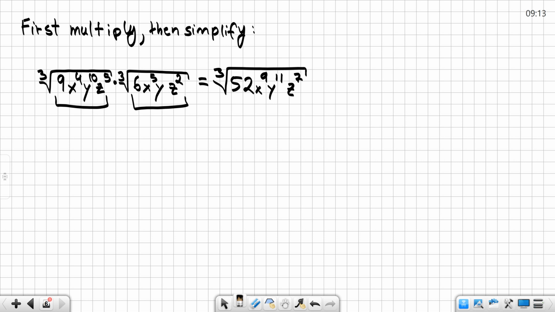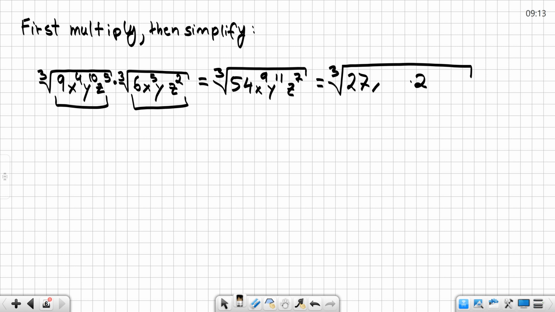Now I'm going to look at my numbers. The number 54. Does 54 have a perfect cube in it? Yes, it does. This is 27 times 2. 9 times 6 is, of course, 54. Use your calculator if you want to.